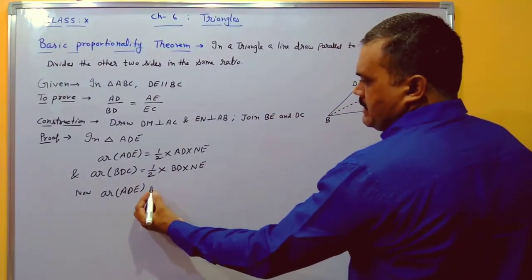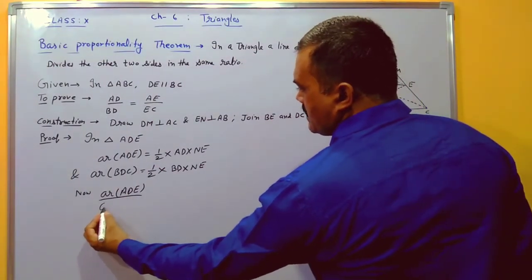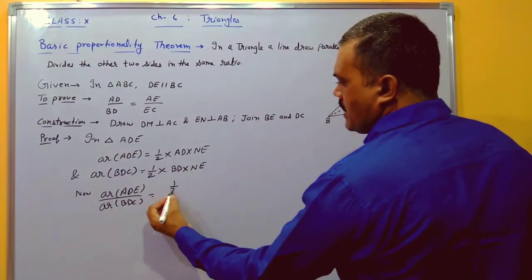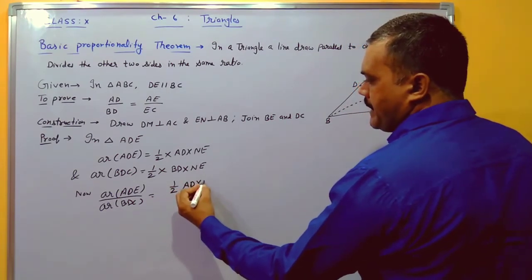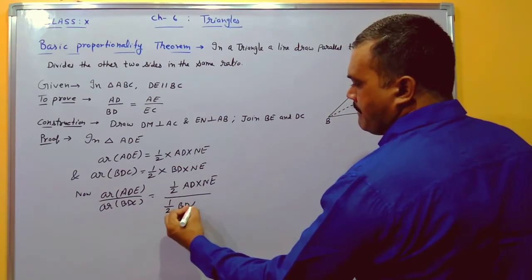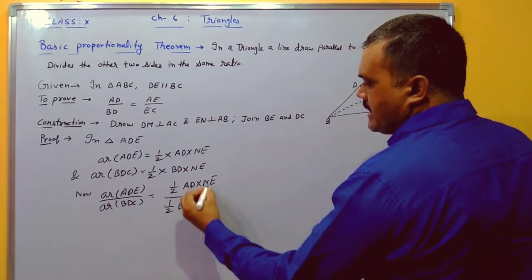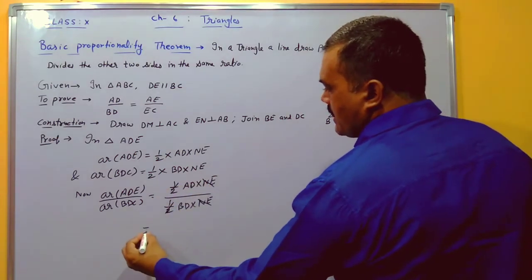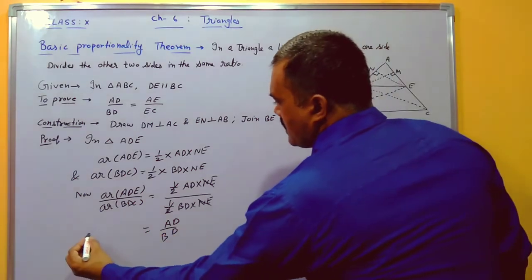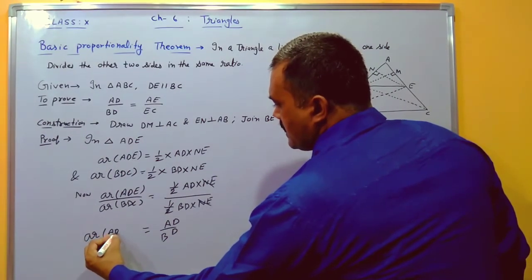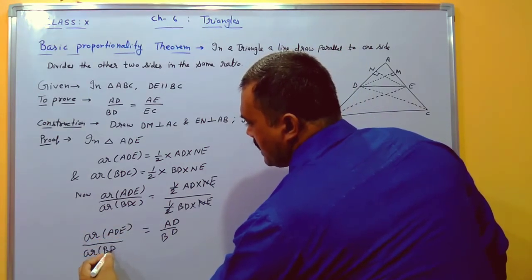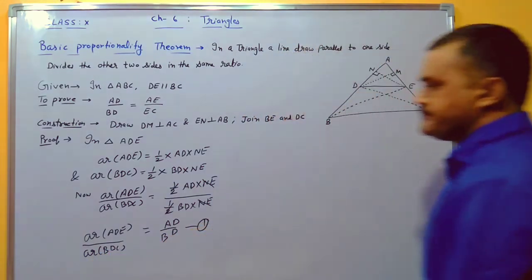Now area ADE upon area BDC is equal to half AD into NE upon half BD into NE. So this NE gets cancelled, half gets cancelled. So we have AD upon BD. Area ADE upon area BDC equals AD upon BD. You can call it the first equation.